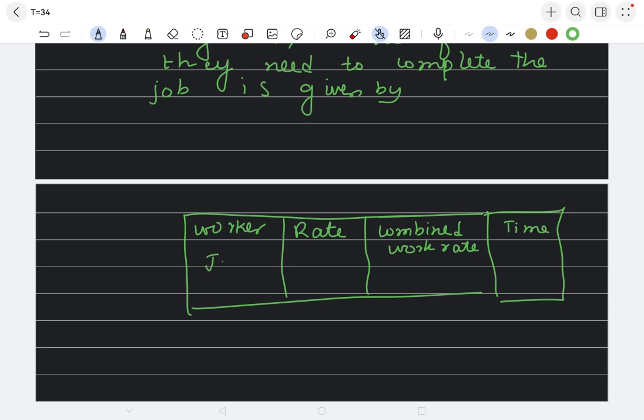If I talk about John, what has to be the rate? I told you work rate is 1 over time taken, and they are telling us that John is taking A hours when working alone. So its rate will be 1 over time taken, which is 1 over A. And same for Chris, he is taking B hours, so it will be 1 over B. And if they ask for combined work rate, we are going to add it: 1 over A plus 1 over B, and it will be (B plus A) over AB if we take LCM.